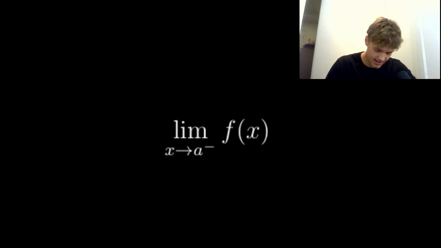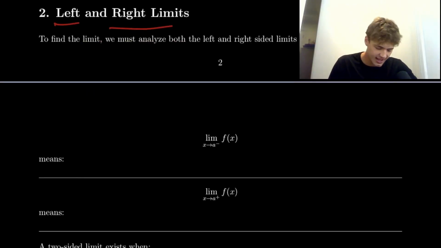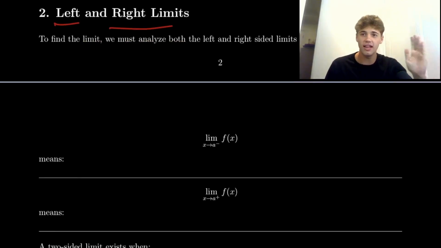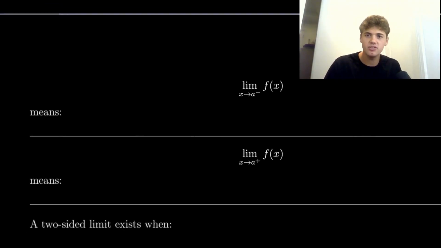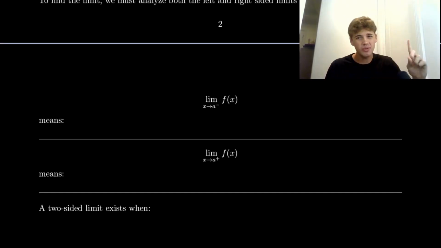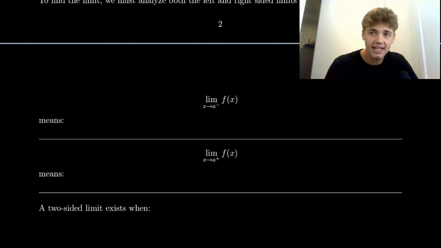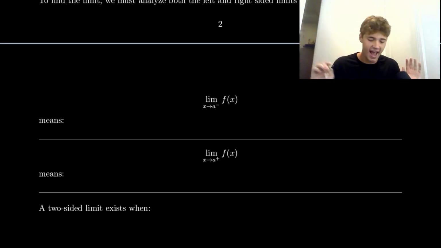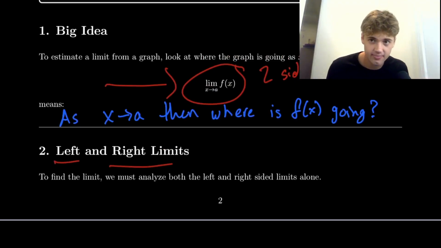So this right here, the limit as x approaches a with a negative sign of f of x, indicates we are coming in from the left-hand side. And if we have a positive sign right here in the top corner, that means we're coming in from the right-hand side. We're not coming in from both. We're getting really, really close to a from the left and really, really close to a from the right separately. And then if they are both equal, then we can take a look at this one.